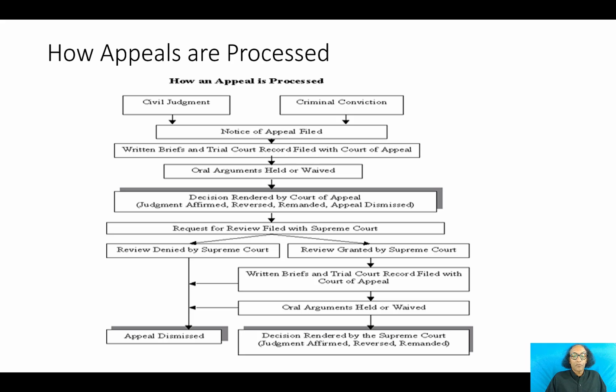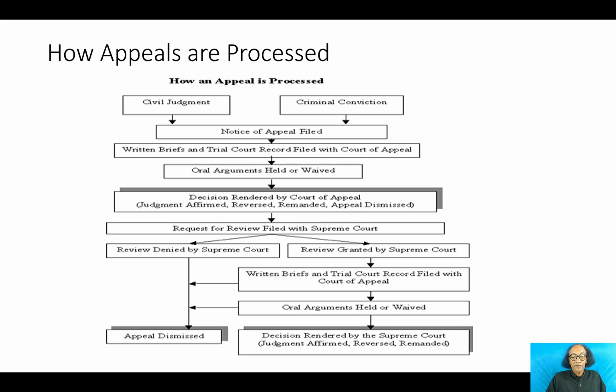And once the briefs are filed and the reply briefs and all of that has been concluded, then the court will hold oral arguments, and the parties could submit on the briefs, or they can appear and argue. That's up to them. And then the Court of Appeal will render a decision, and that decision could affirm, reverse, remand, or dismiss the appeal. And then from the Court of Appeal's decision, the party who is dissatisfied can request review with the state Supreme Court, and oftentimes that review will be denied.